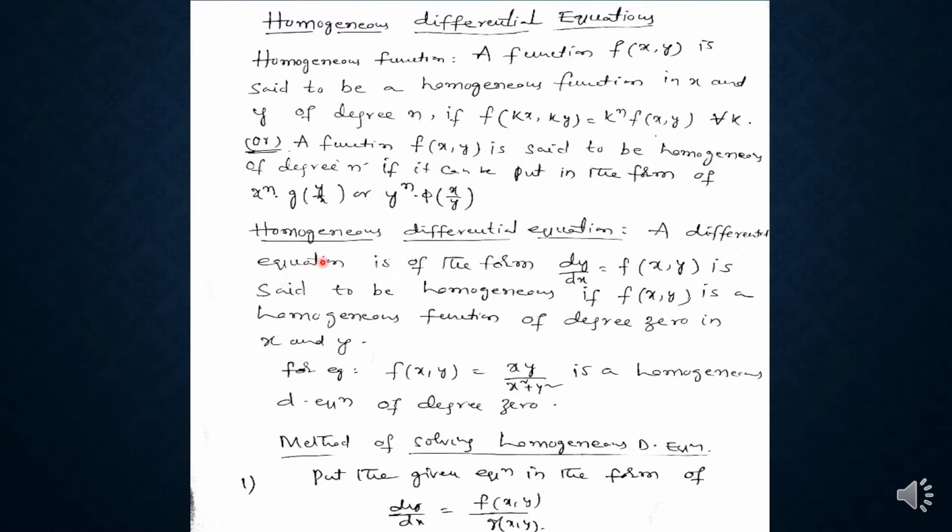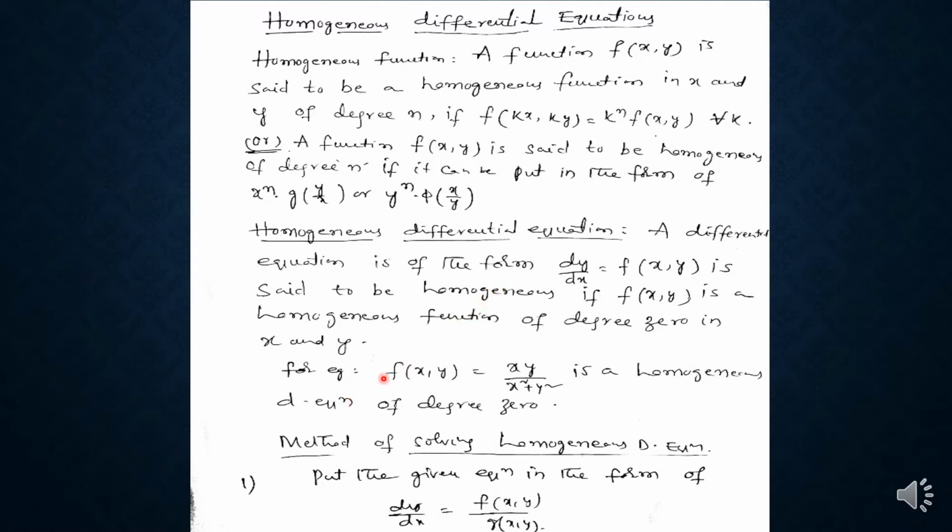So here, a homogeneous differential equation means a differential equation of the form dy by dx is equal to f of x comma y, which is said to be homogeneous if f of x, y is a homogeneous function of degree 0 in x and y. That means in the numerator and denominator each term should be of the same degree. Then we can say that it is a homogeneous differential equation.